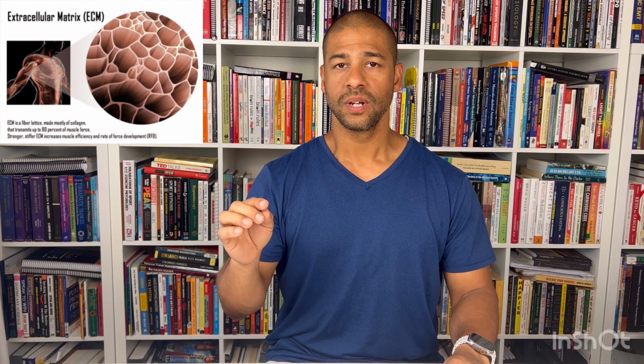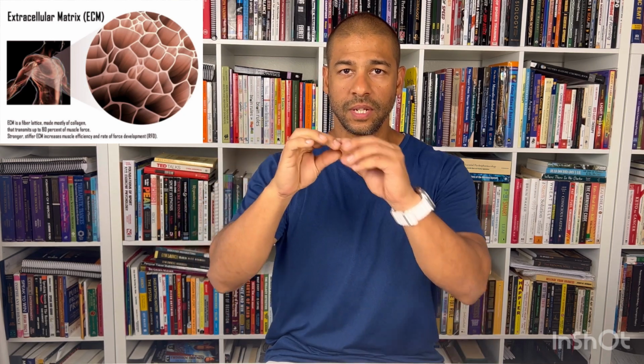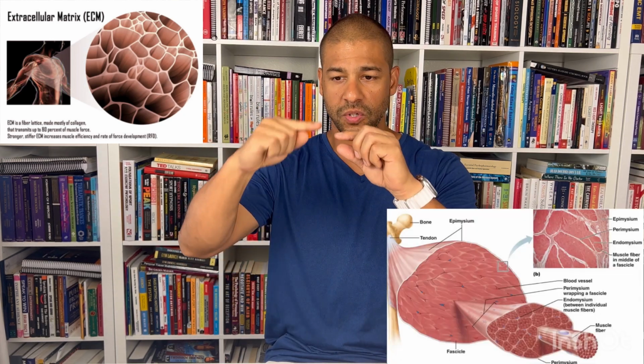And finally, the muscular extracellular matrix are those little layers that you see in different charts of muscles that surround the different fibers of the muscle and the bundle itself. They're called the epimysium, perimysium, and endomysium.